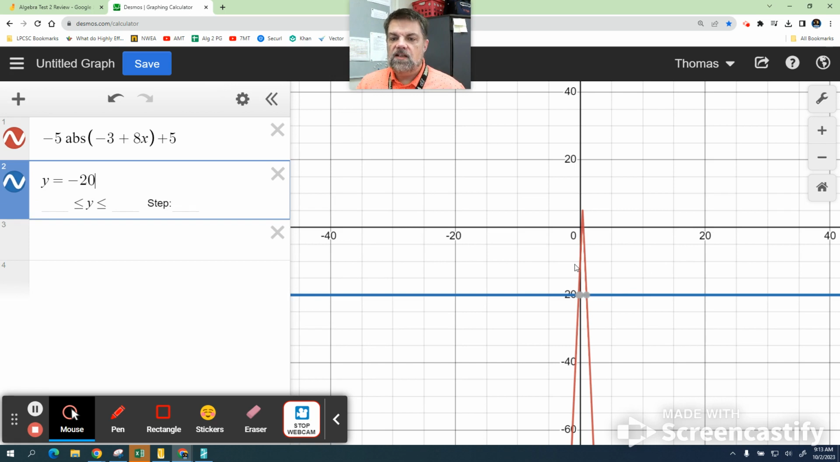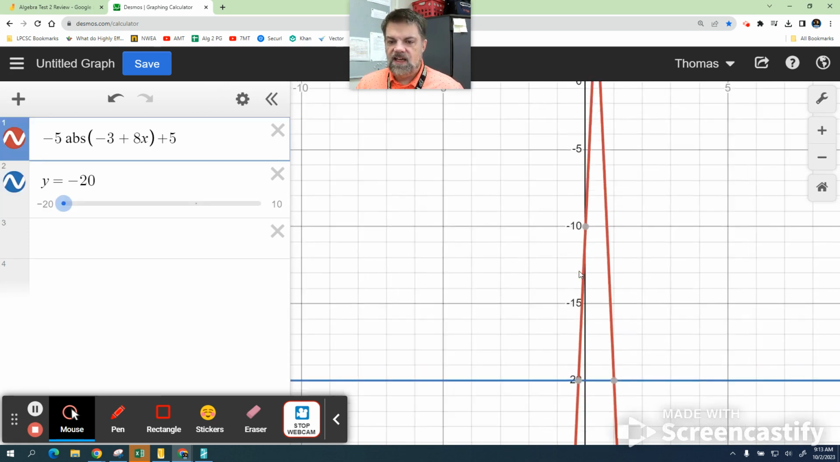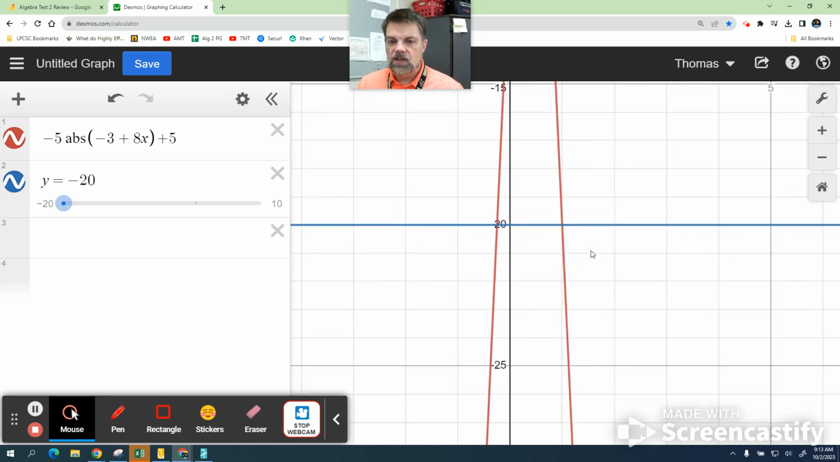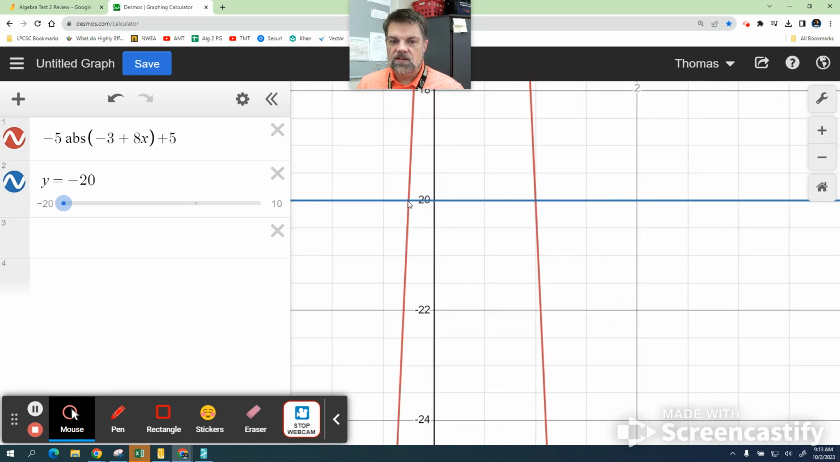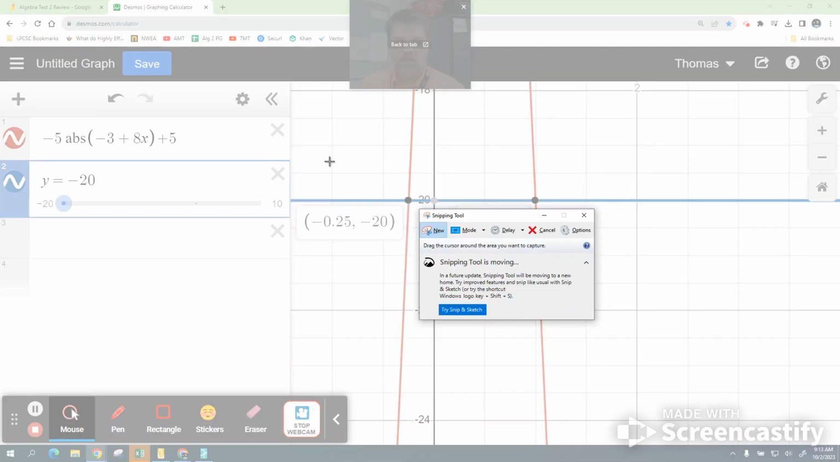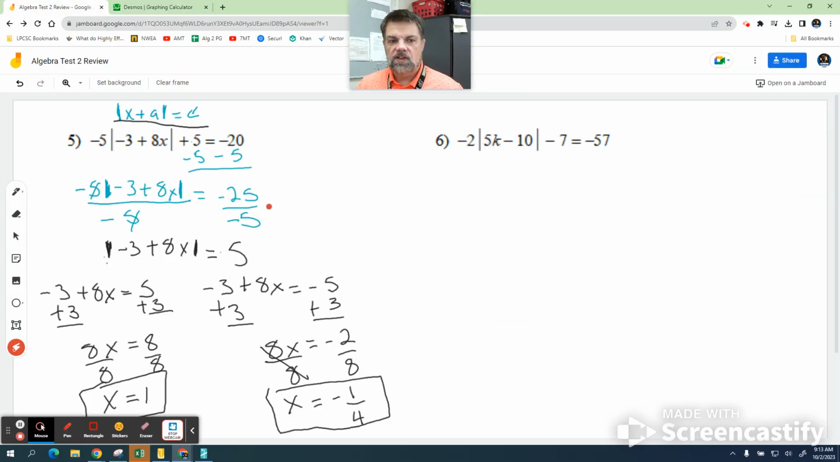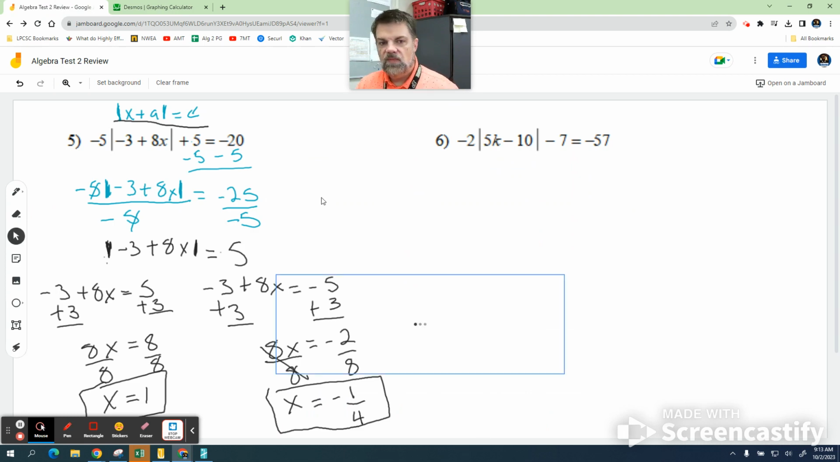Okay, good. And so let me zoom in. And we said the answer was like negative 1/4 and 1, right? So what do we got here? Yeah, negative 0.25 and 1. So let me take a screenshot of that. So yeah, we did the math right because the calculator said so. Okay, well that's pretty good.